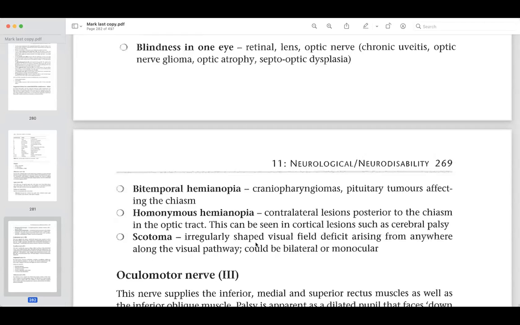So scotoma, irregularly shaped visual field deficit arising from anywhere along the visual pathway, could be bilateral or monocular. I think this scotoma is a spot in your visual field where you don't see anything. Okay, so irregularly shaped visual field defect arising from anywhere along the visual pathway, could be bilateral or unilateral. Okay, so let's go to the picture now and then we will discuss.